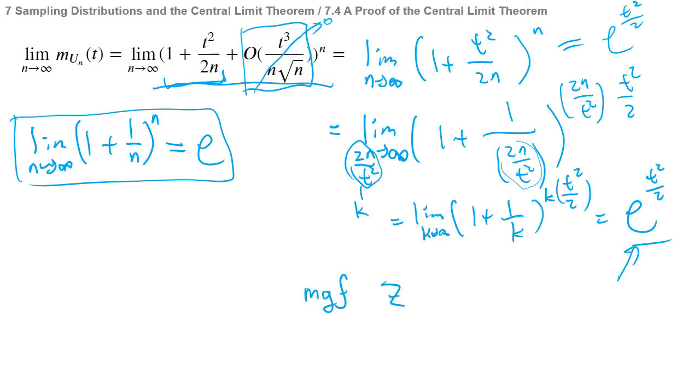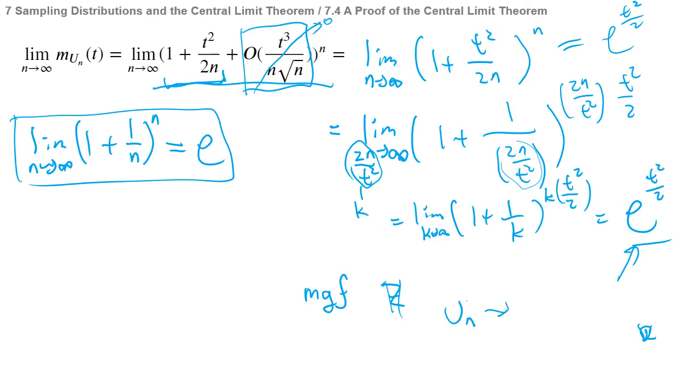So we proved that U_n converges to the standard normal distribution as n goes to infinity. That's the proof for the CLT.